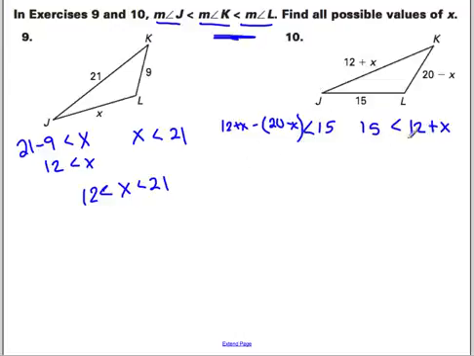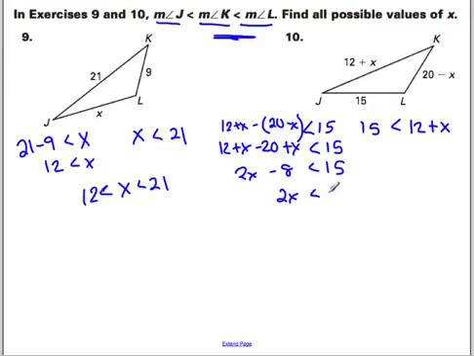I'll work with this one first because this one's easier. So this would be 12 plus x minus 20 plus x. We'll leave this inequality symbol in here. That'll give us 2x minus 8 has to be greater than 15 or less than 15. That'll give me 2x has to be less than 23, or that x is going to be less than, I'll just call this 11.5 for ease of use. I'll quickly solve this other one by subtracting 12 from both sides, so I know that x has to be greater than 3.